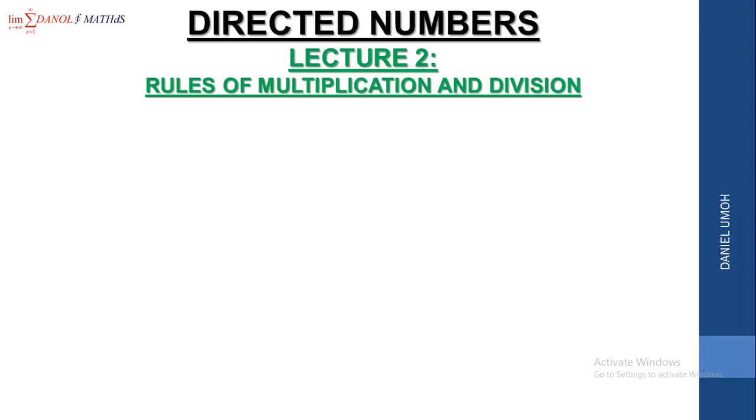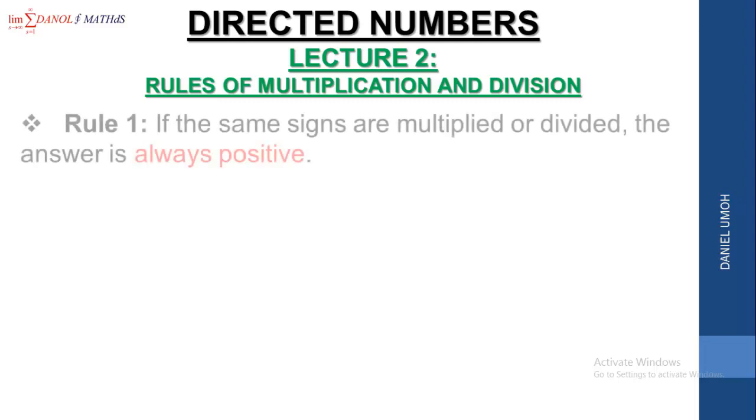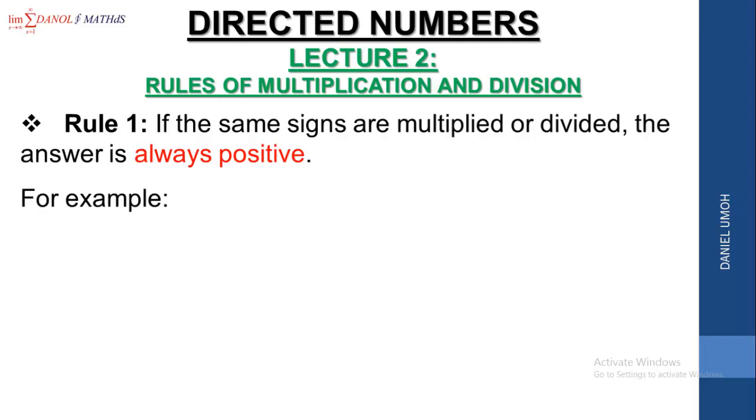Now, let's begin. The first rule of multiplication and division is that if the same signs are multiplied or divided, the answer is always positive. If the same signs are multiplied or divided, then the result is always positive. That's the first rule. Take note. Now let's show an example.